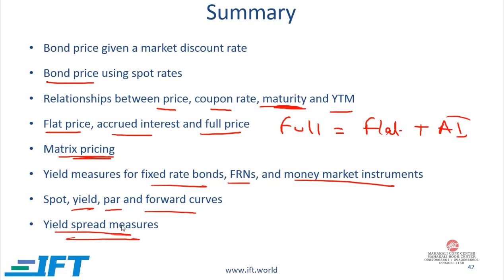We talked about yield spread measures. So the most basic spread is your nominal spread, which is the YTM on a given bond minus the YTM on a comparable government bond or LIBOR. We also talked about the Z spread. The critical difference between nominal spread and Z spread is that with Z spread, you look at spot rates. And then we talked about option adjusted spread. With option adjusted spread, the concept is that you remove the impact of the option.